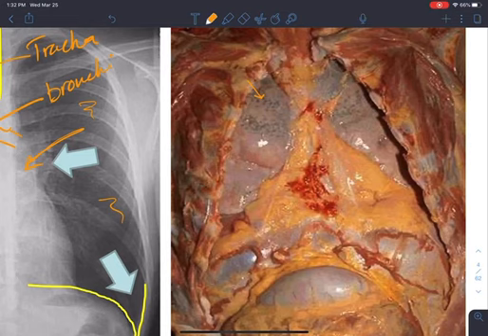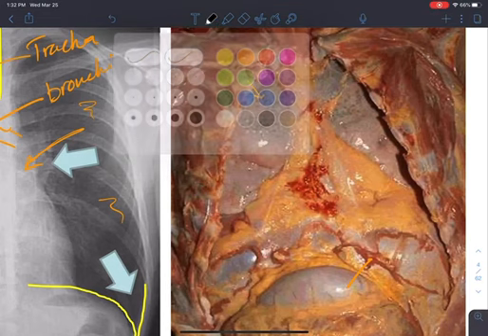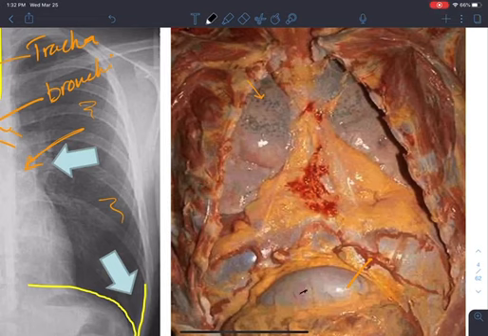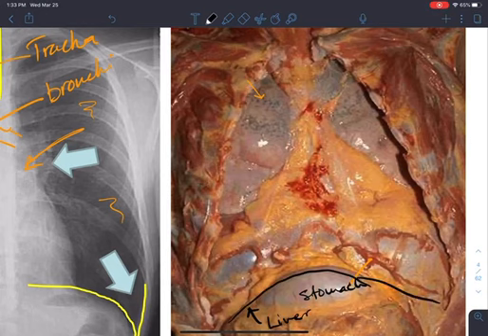So here we have the stomach right there. So let's switch to black again. So that's going to be the stomach. And then here, underneath this is the liver. And then separating the abdominal cavity from the thoracic cavity. Abdominal cavity is down here. Thoracic cavity up here is going to be that diaphragm.